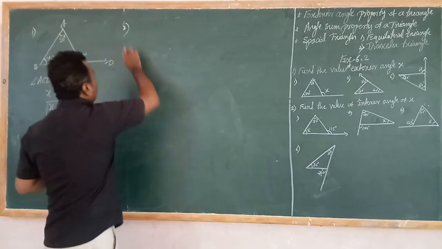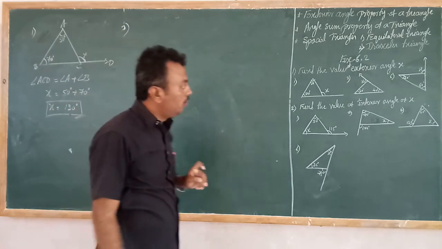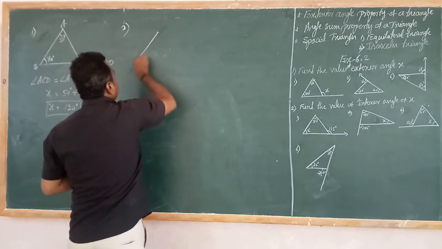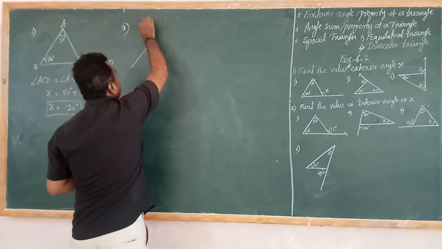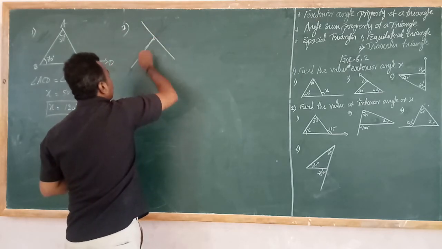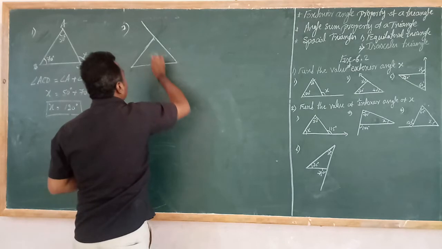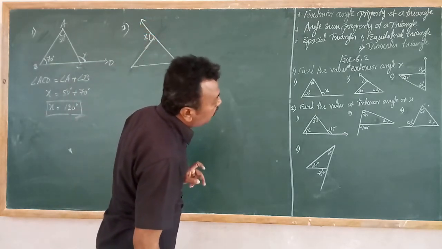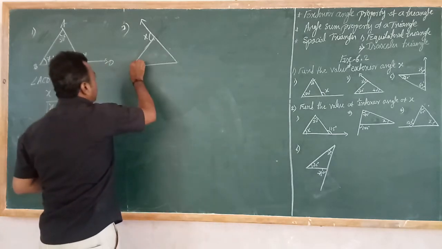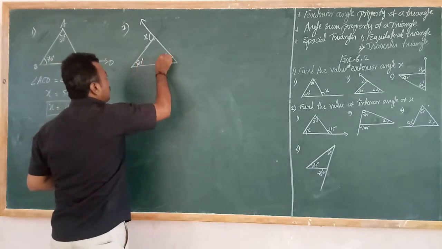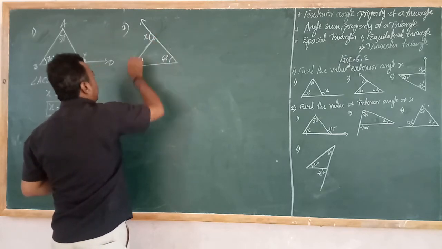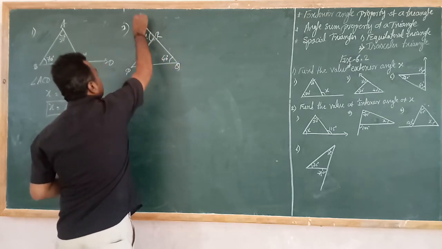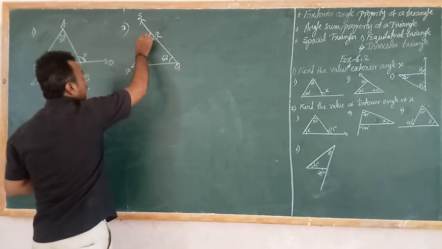Second one I will take third one. Okay, the second one you have to do at home. So the third one. So this is x, and then one is 30 degrees and the other is 40 degrees. Okay, I will name the triangle P, Q, R, and this is S. So now I will find the x value.